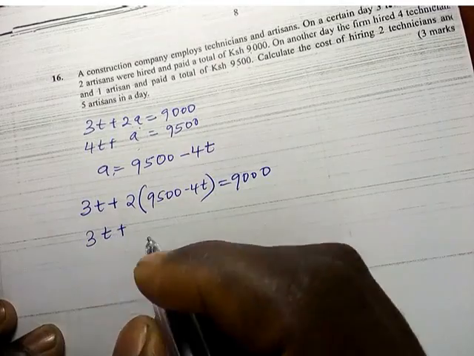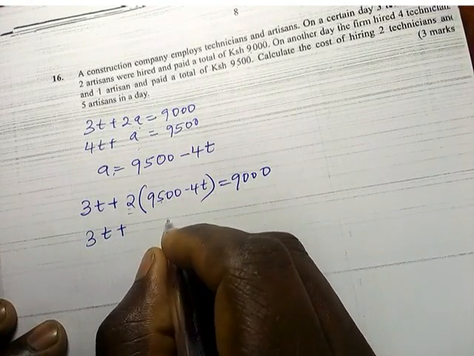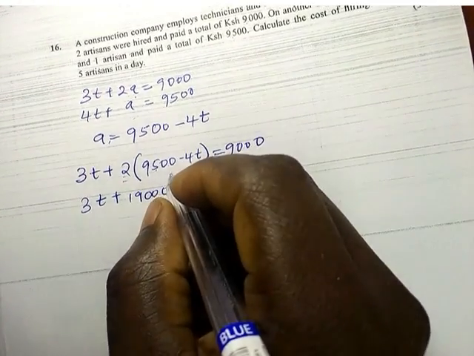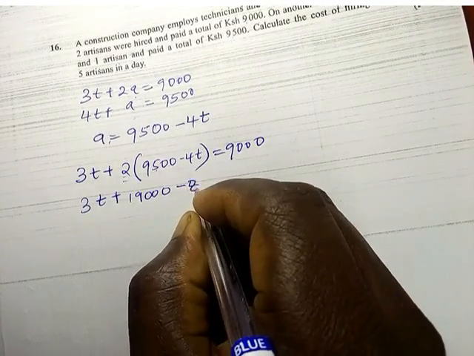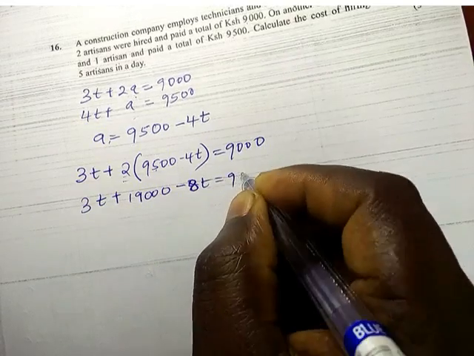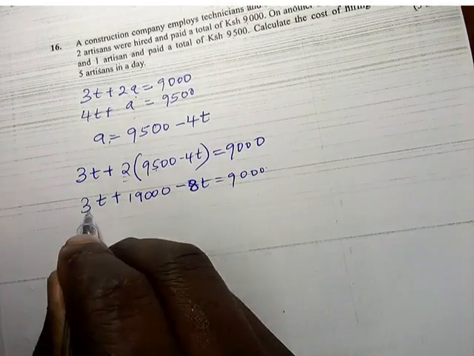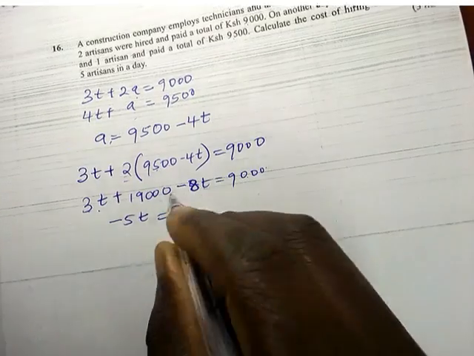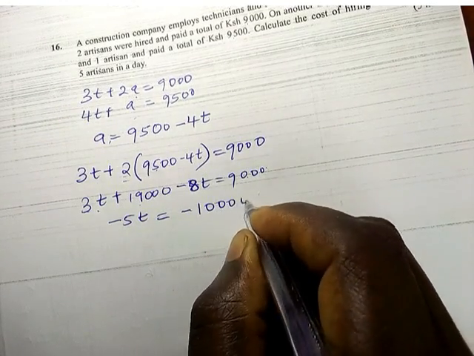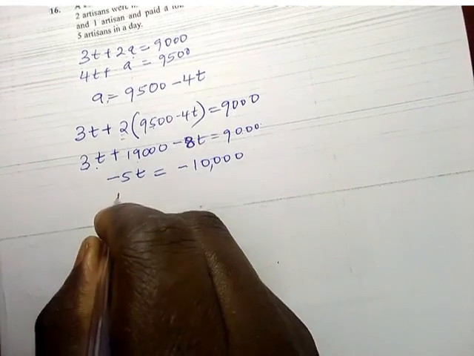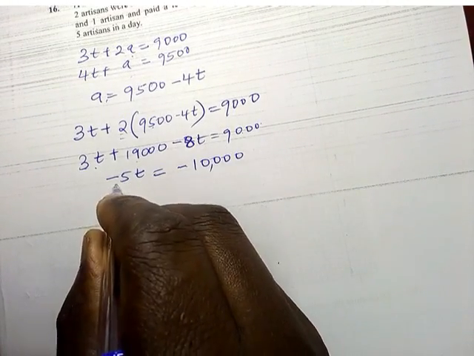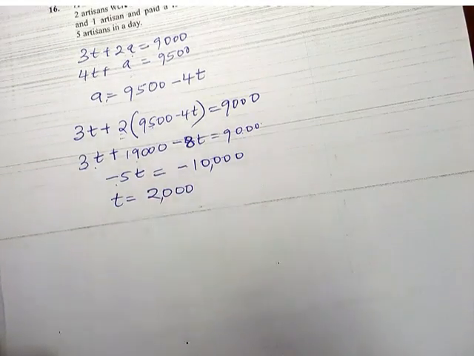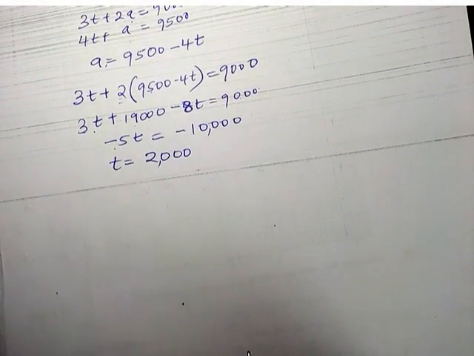3t plus, this time, 19,000 minus 8t is equal to 9,000. Minus 5t, like terms together, will be equal to minus 10,000. So t is equal to, you divide by negative 5, t will be 2,000 shillings. t will be 2,000.